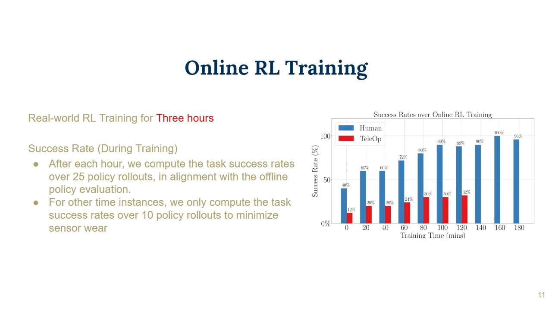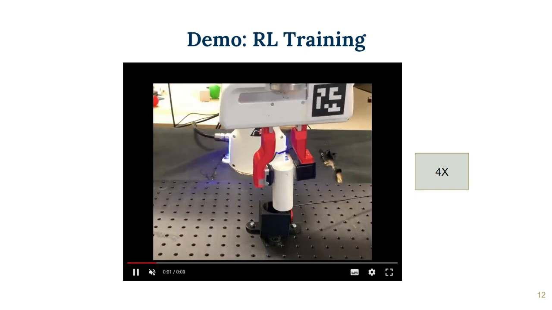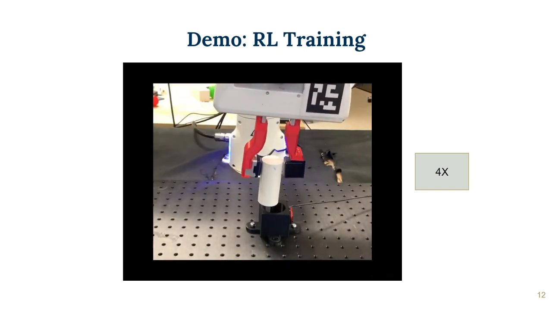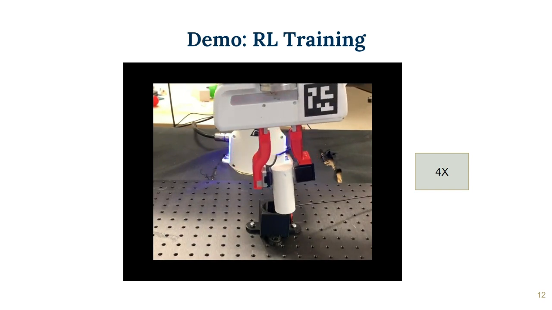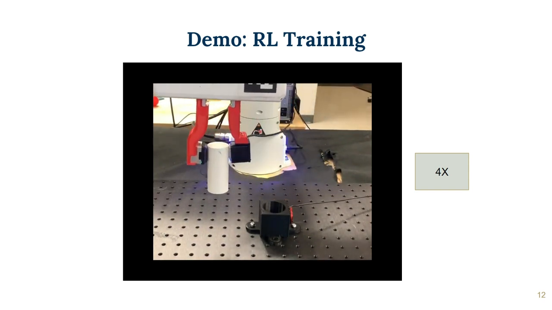Then, we conduct reinforcement learning to refine our policy. After 3 hours of training, our policy can reach 96% success rate. At 2 hours, our policy can reach 88% success rate, whereas the teleoperation policy only has 32% success rate. Here is a demo for the reinforcement learning training process. It has 3 iterations in this demo.